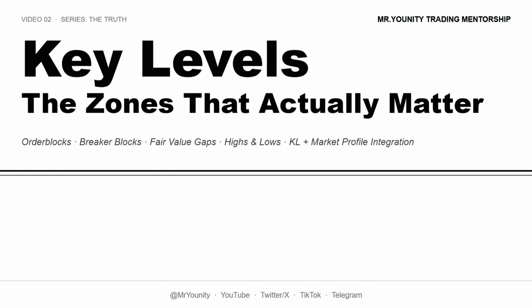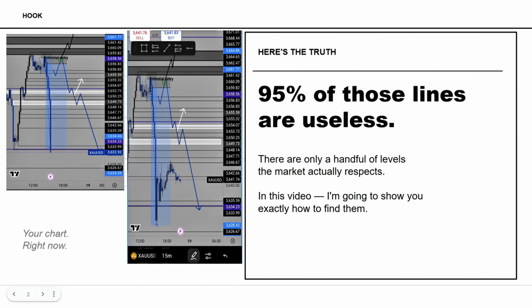Key levels don't predict the future. They tell you where the market has unfinished business. This is what most traders' charts look like. Lines everywhere, zones everywhere, noise everywhere. These were my charts back in the days.